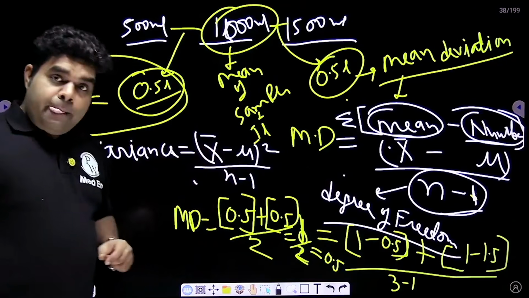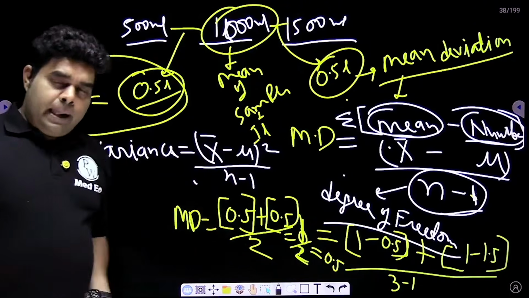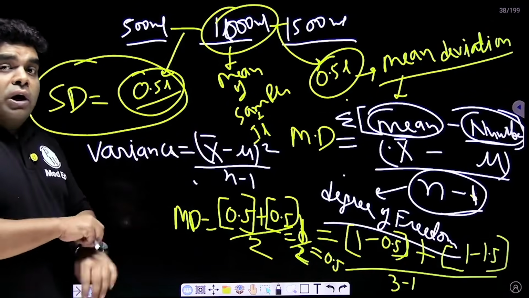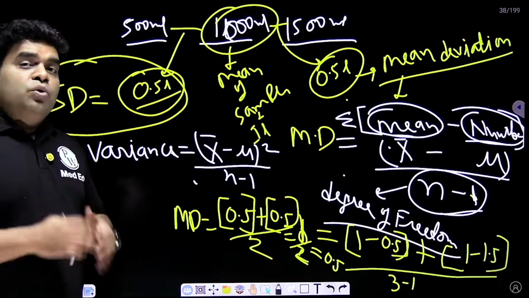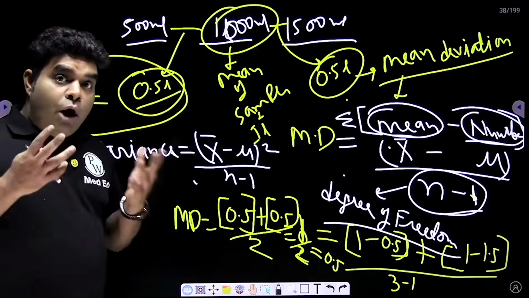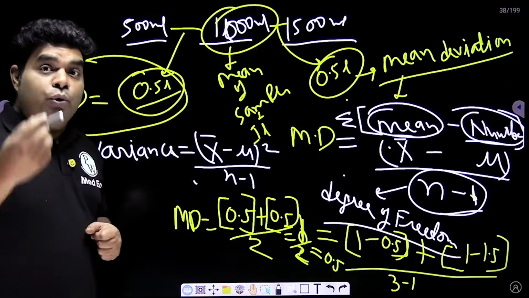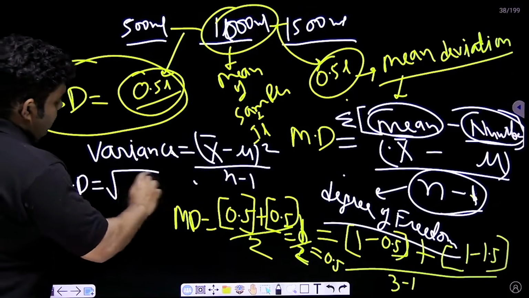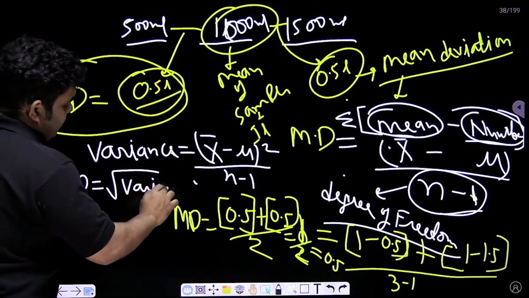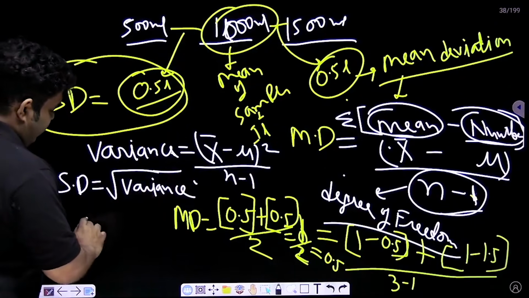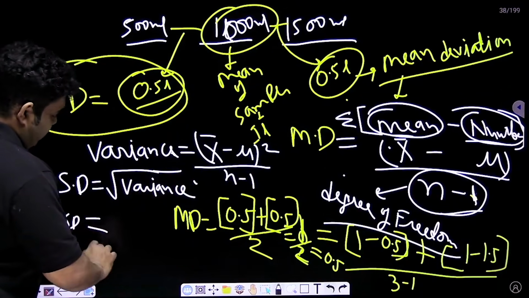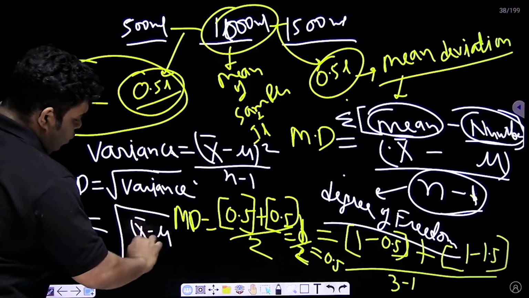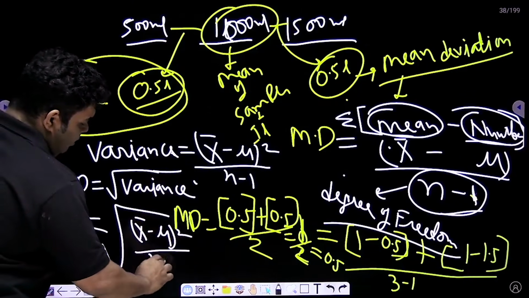But if you do square, the result will also come in a square. And we don't want it to have the result in the square. So to get the correct answer, you have to remove the square. And how can you remove the square? By doing under root. That is why standard deviation is under root of variance. And what will be the formula of standard deviation? Standard deviation formula will be under root (mean minus number) whole square by n minus 1.